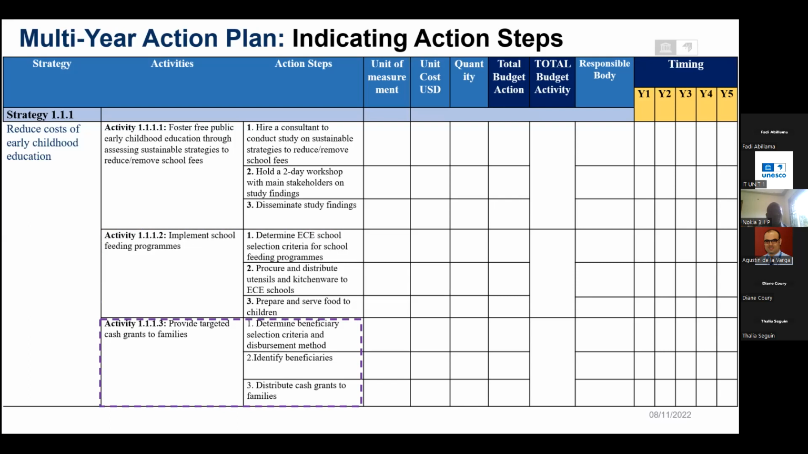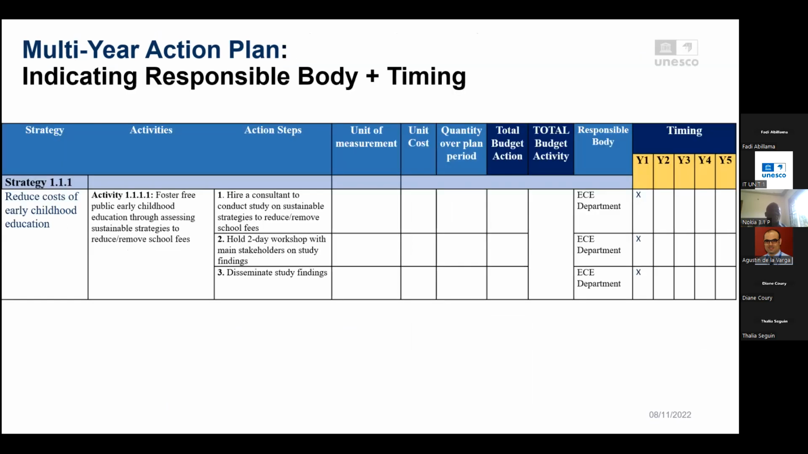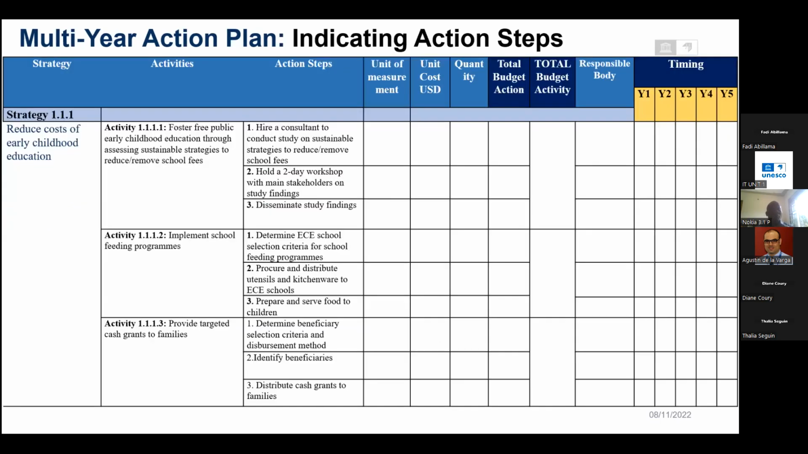Once you have done that for an activity, you can go to the next activity. If we look at the second activity, which is about implementing a school feeding program, you think about what the different steps needed are. One will be to determine ECE school selection criteria for the school feeding program. The second would be to procure and distribute, for instance, utensils and kitchenware to schools. The last one would be to prepare and serve food to children. You do the same for each activity. Usually you don't need to go into too much detail, especially for a multi-year operational plan. We advise that around three to five steps are sufficient to cover the activity.